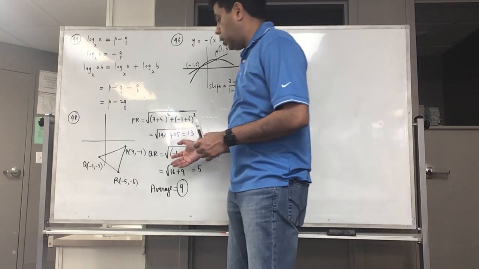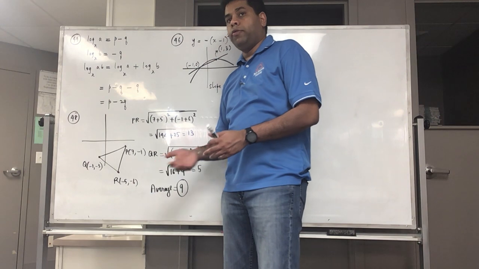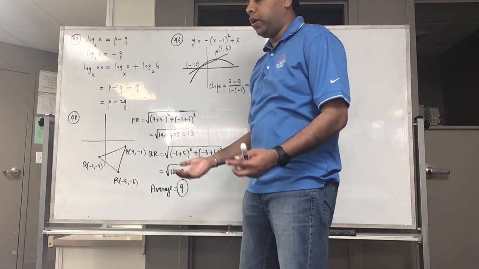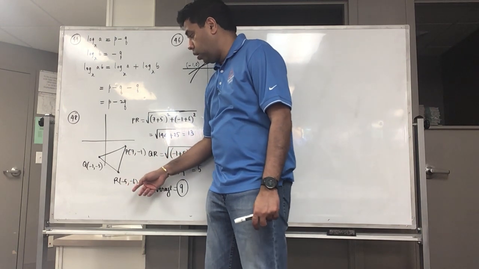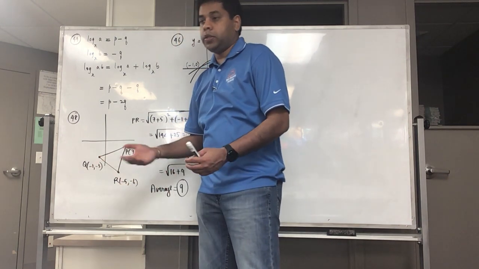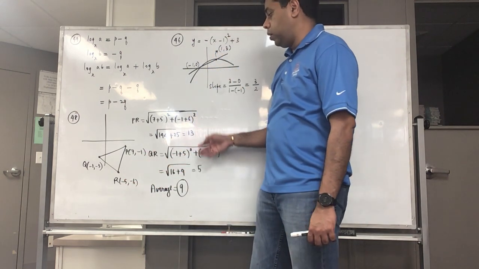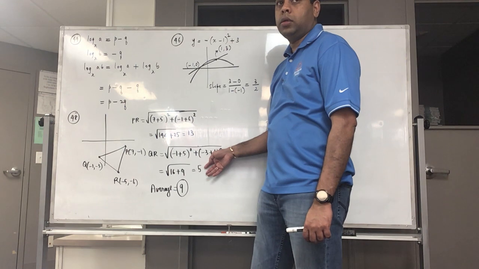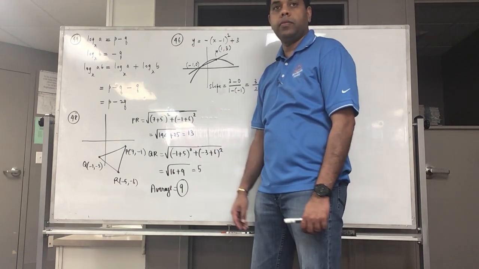48. They have given 3 points, and of course you kind of have to sketch it so you get an idea. They want you to find the distance of PR, and then the distance of RQ, and then find the average of those two distances. So distance formula, then you get 13 and 5, which is 18 divided by 2 is 9.